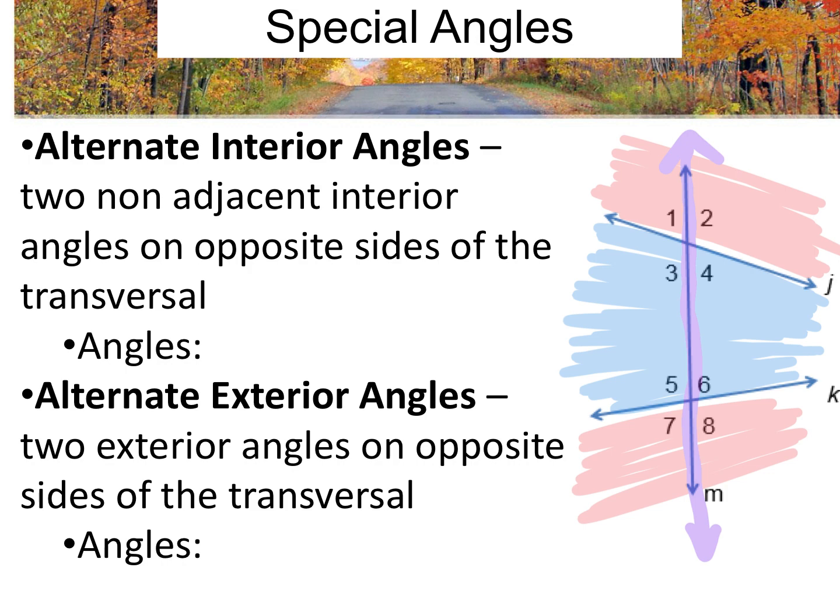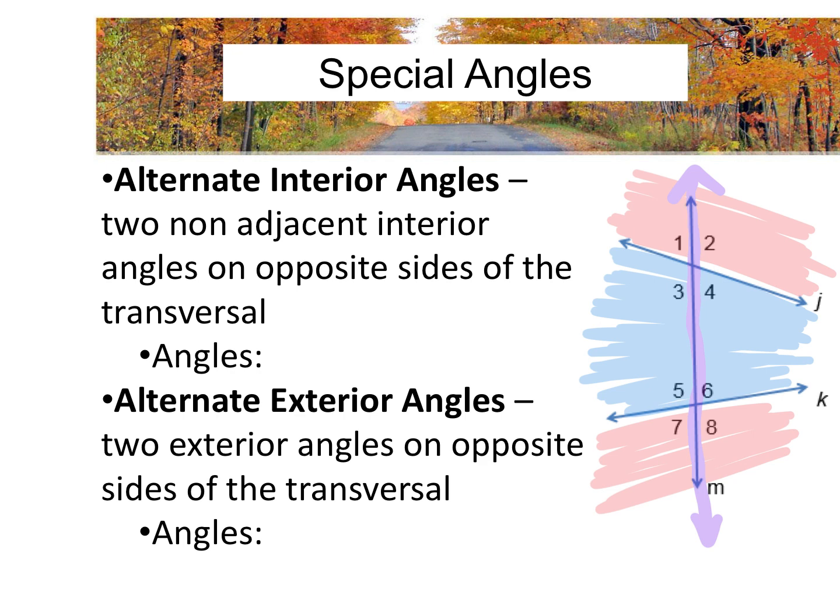So the first one wants us to identify the alternate interior. So I can already see that my interior angles are going to be 3, 4, 5, and 6. Now, they can't be adjacent, so I can't say 3 and 4. But I'm looking for an angle match, one on the left side of the transversal, one on the right, the way this is pictured. So I have a pair of alternate interior angles with angles 3 and 6. And I also have another pair with 4 and 5. These are my alternate interior angle pairs.